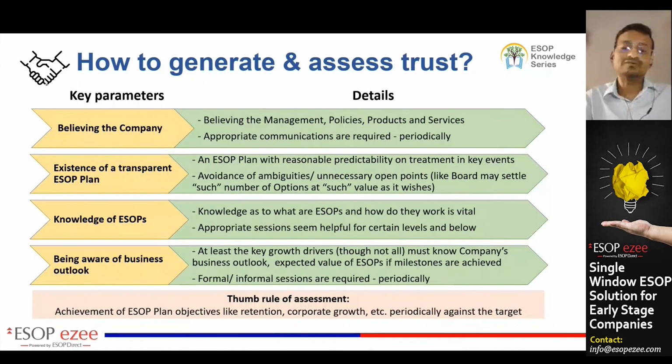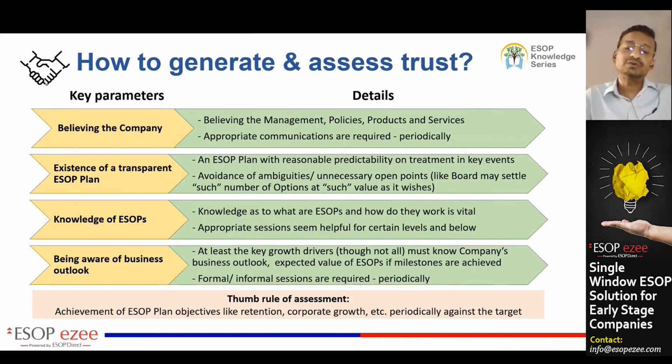But of course, there is a thumb rule of assessment, and it states that achievement of ESOP plan objectives like retention, corporate growth, etc., periodically against the target indicates that yes, there must be some sort of employees' trust generated, and employees are continuously showing that trust. In IT companies particularly, if in the absence of an ESOP plan the attrition is around say 18 percent, and after introduction of the ESOP plan the attrition is going down slowly, it may not be overnight, but if two years after introduction it is around say 11%, one can definitely say that yes, the ESOP plan is working.